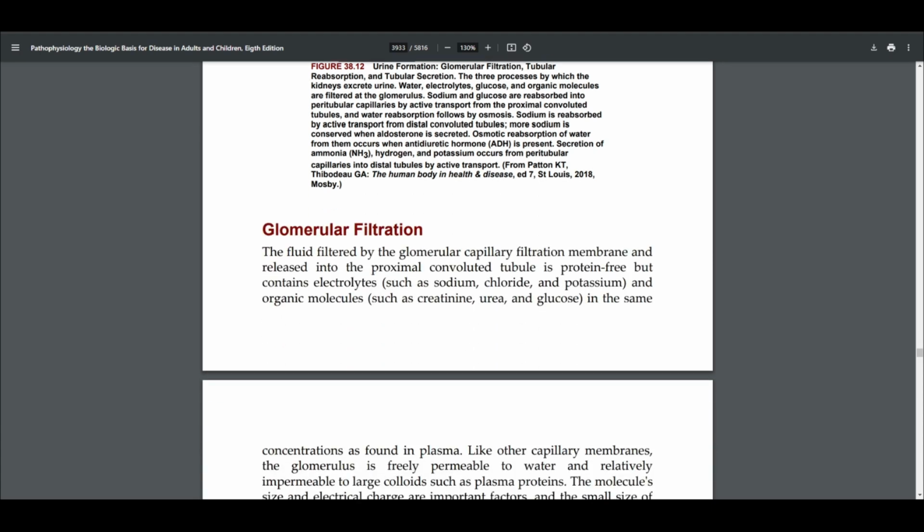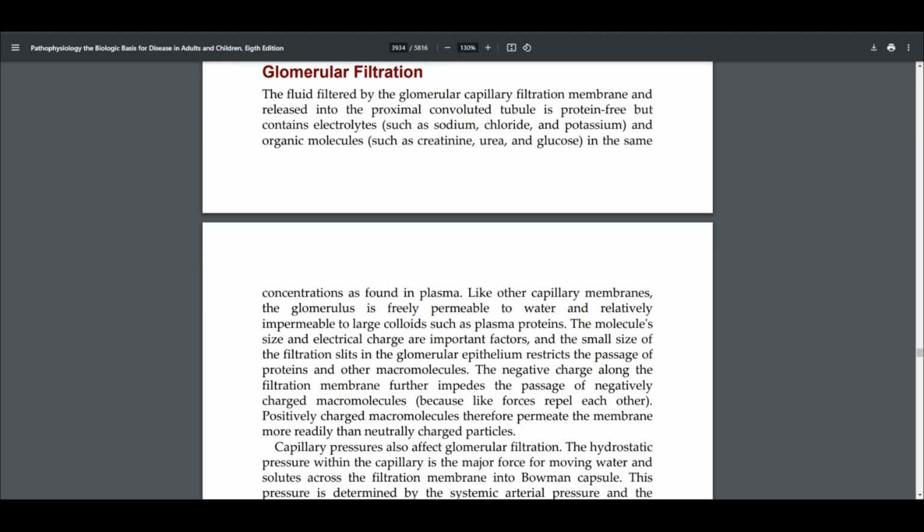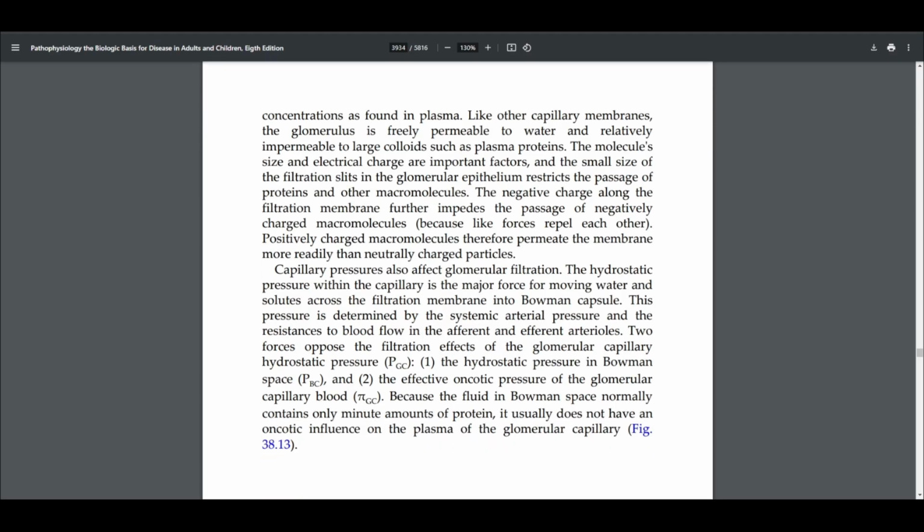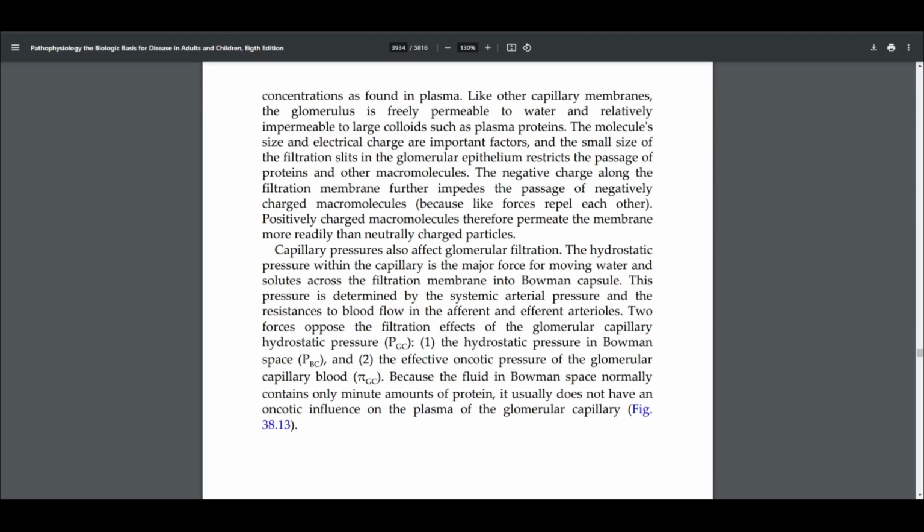So, glomerular filtration, the fluid filtered by the glomerular capillary filtration membrane and released into the proximal convoluted tubule, is protein-free, but contains electrolytes, your sodium, chloride, and potassium, and organic molecules, creatinine in urine, and glucose, in the same concentration as found in plasma. Like other capillary membranes, the glomerulus is freely permeable to water and relatively impermeable to large colloids, such as plasma proteins.